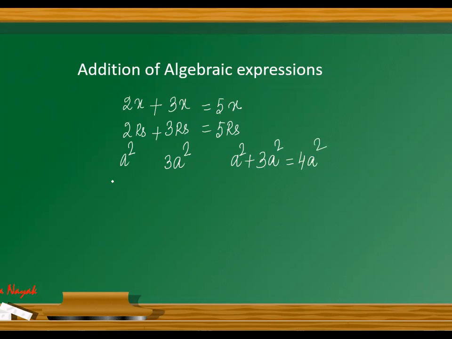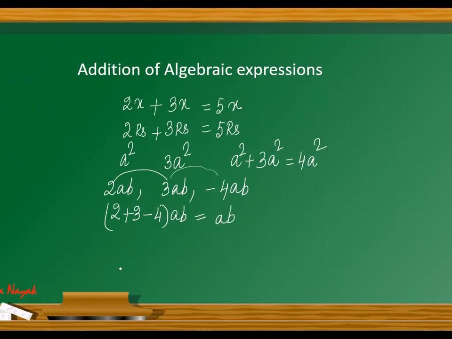Now I'm taking 3 terms: twice ab, 3 times of ab and minus 4 times of ab. If I add them, how to add? I'll take the numerical coefficients 2, then 3, then minus 4, and all have ab. So 2 plus 3 is 5, 5 minus 4 is 1. So this will be ab.